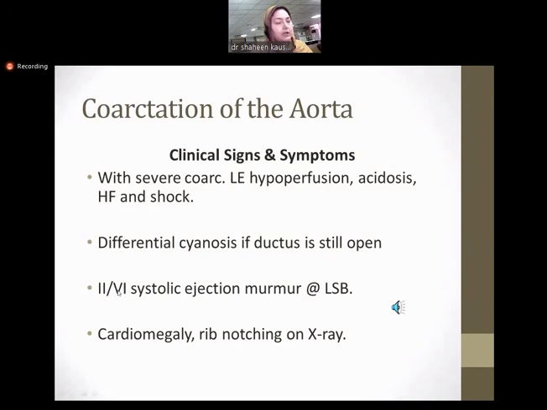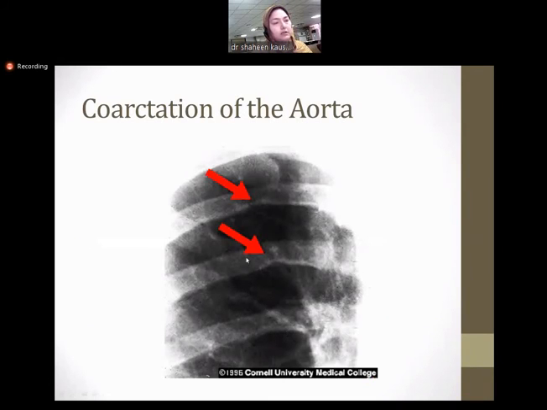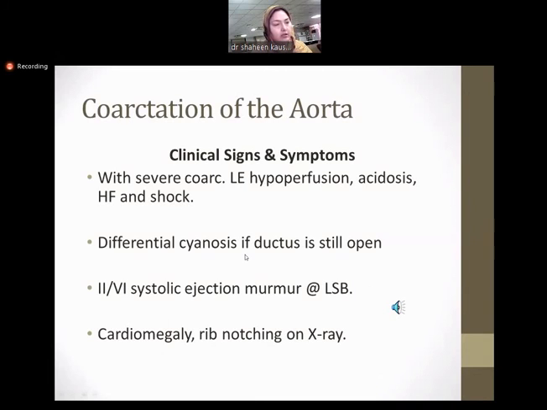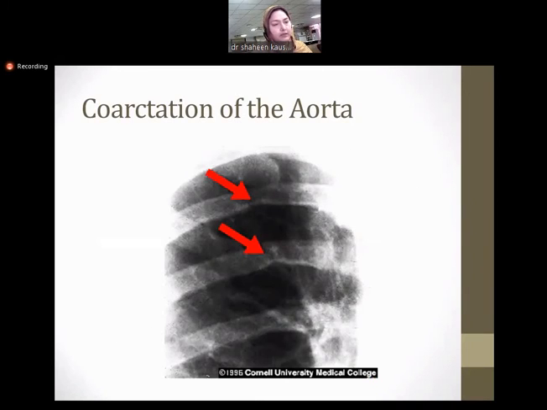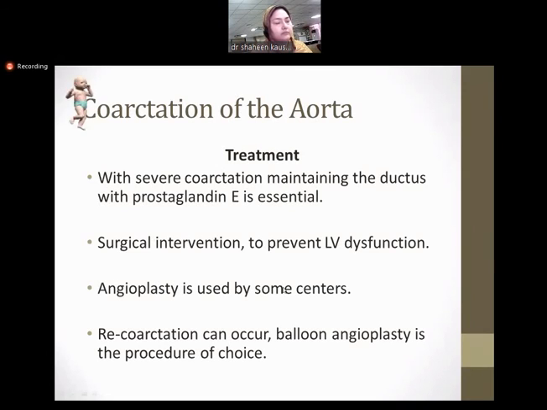A systolic ejection murmur can be heard at the left sternal border. This X-ray finding is rib notching. Hope you can appreciate the rib notching. Treatment, we will not discuss the treatment.